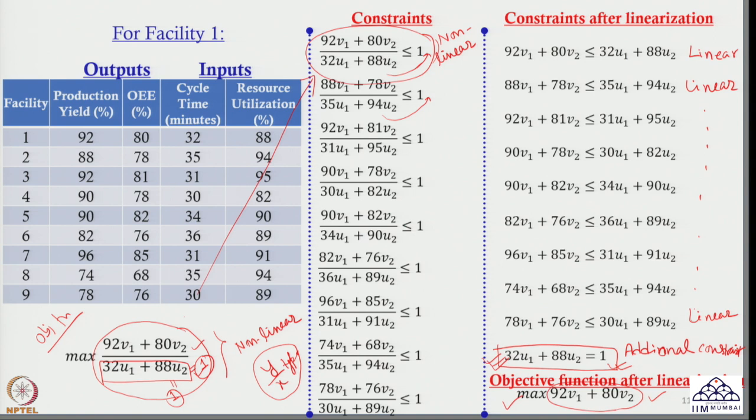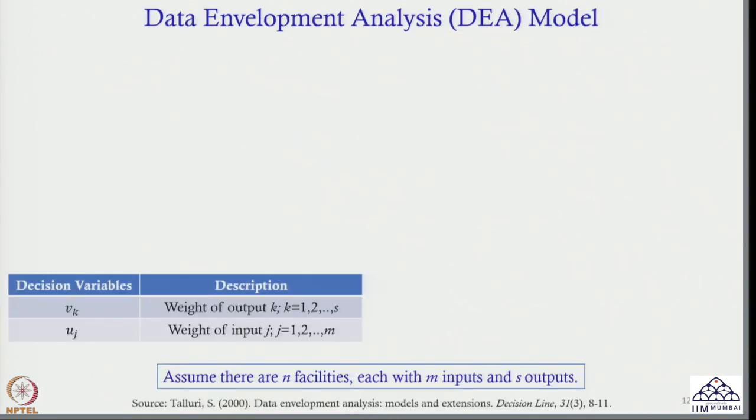because in this case I am having 2 outputs, 2 inputs and 9 facilities. In reality you might have m number of inputs, s number of outputs, n number of facilities and so on. So therefore, I need to have a generalized form. So, I hope you understood the concept. Now, let us see how I can put it in a generalized form.